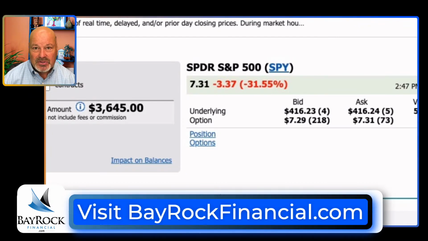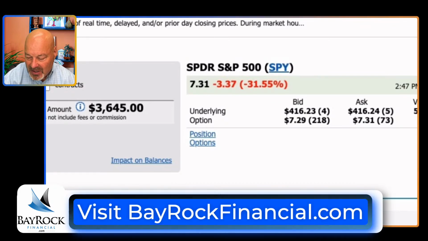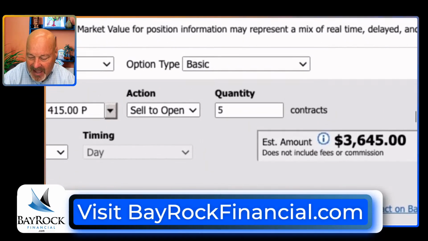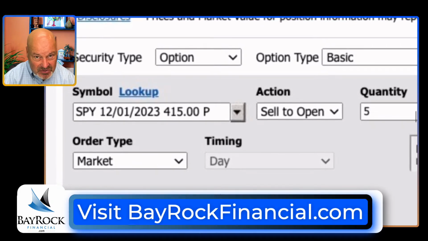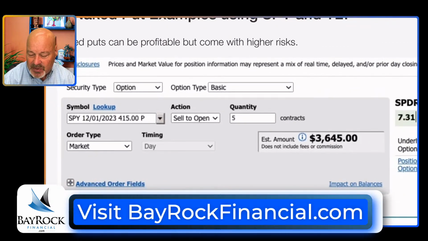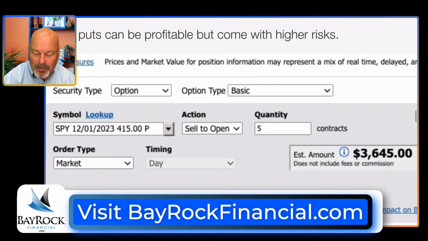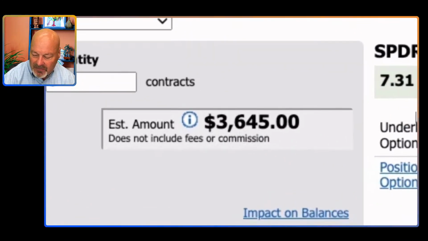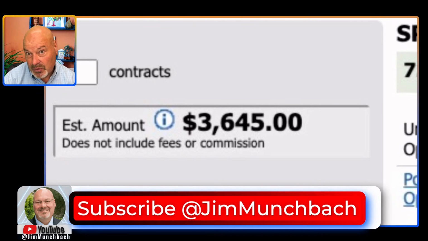We want to sell naked puts on days when SPY is way down, which we did a few weeks ago, but I didn't grab a screenshot. But if we did sell SPY, if we sold 5 contracts with a $415 put strike price, that means if SPY closes on December 1st above $415, then you would get to keep all of the premium, that $3,645. That's, in essence, a naked put.